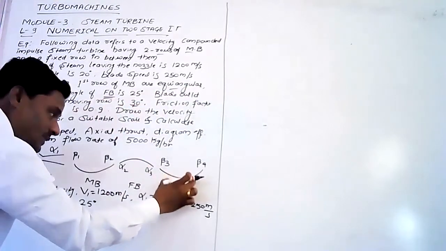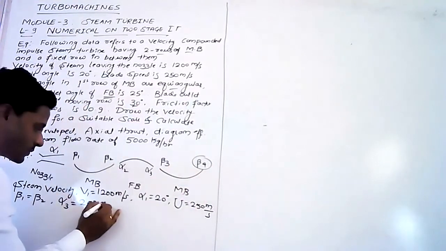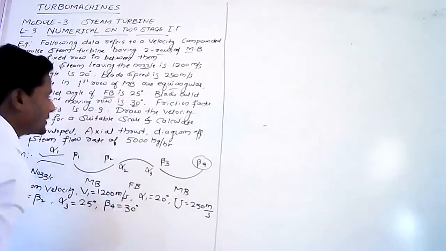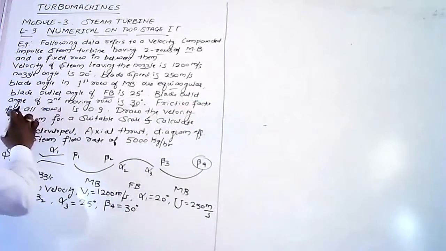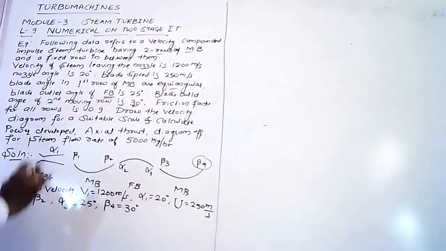Blade outlet angle of second row of moving blade is 30 degrees. That is beta 4 equals 30 degrees. Next, friction factor for all the rows of blades is 0.9.